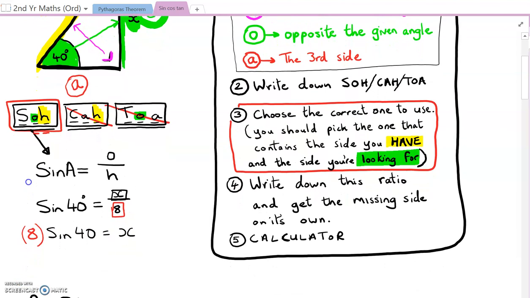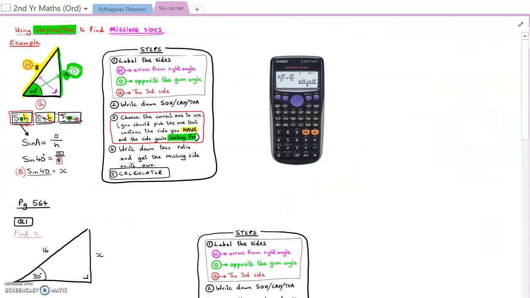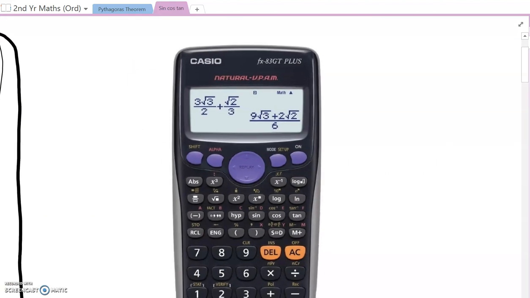And my last little step then is calculator. Okay, so on my calculator, some of you mightn't be sure, what does this bit mean? Well, I'll show you a calculator over here now. We've all got the sine, cos, tan buttons on it. There they are there. Here's sine, here's cos, here's tan.